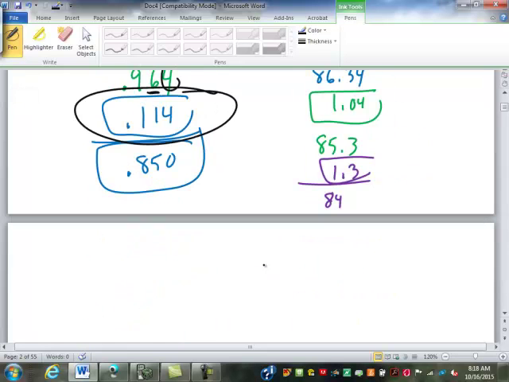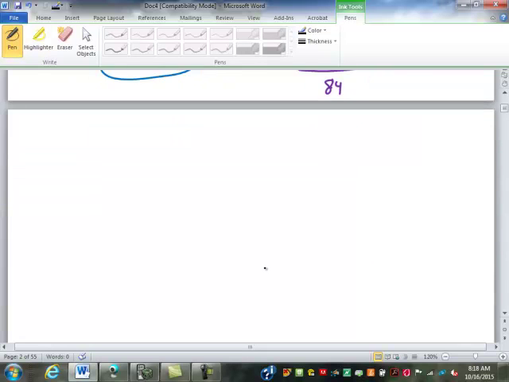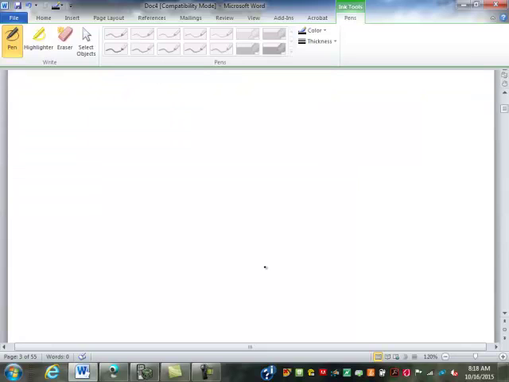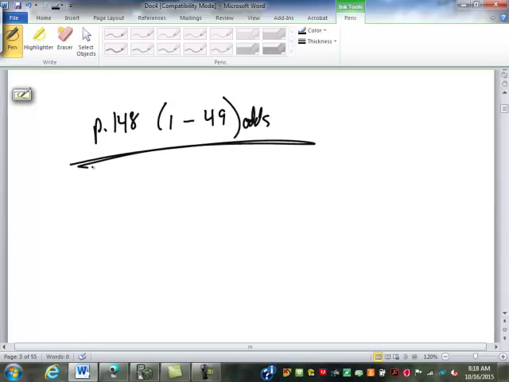So in this packet, I'm going to have you guys do, starting on page 148, 1 through 49. I'll just let you do the odds for now if you want to. Work on those for a couple minutes and we'll take our break. And there may be more than one way to build some of these, just so you know.